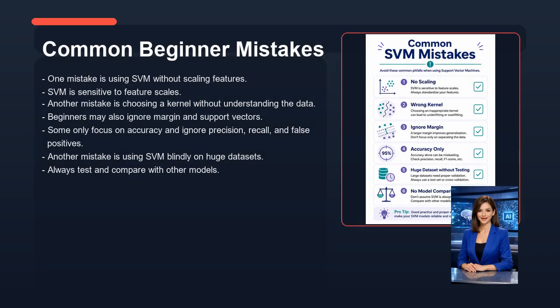Now let's look at common beginner mistakes. One mistake is using SVM without scaling features. SVM is sensitive to feature scales. Another mistake is choosing a kernel without understanding the data. Beginners may also ignore margin and support vectors. Some only focus on accuracy and ignore precision, recall, and false positives. Another mistake is using SVM blindly on huge datasets. Always test and compare with other models.